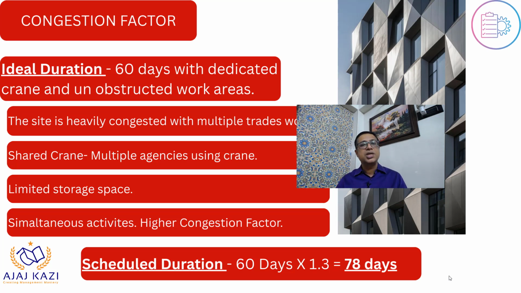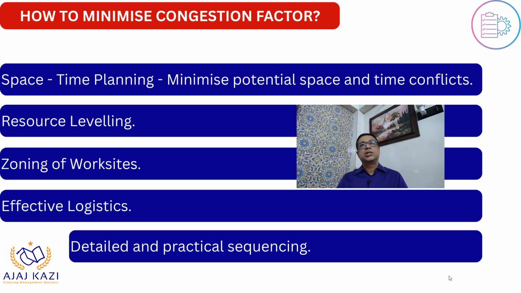Here, in this case, the congestion factor could be as high as 1.3. So if you apply this congestion factor to your ideal duration of 60 days, the actual or scheduled duration can become 78 days. So how to minimize the congestion factor? Time planning, to minimize the potential space and time conflicts. You make sure that you properly plan based on the sequence of work, right? Get the material, get the manpower accordingly.